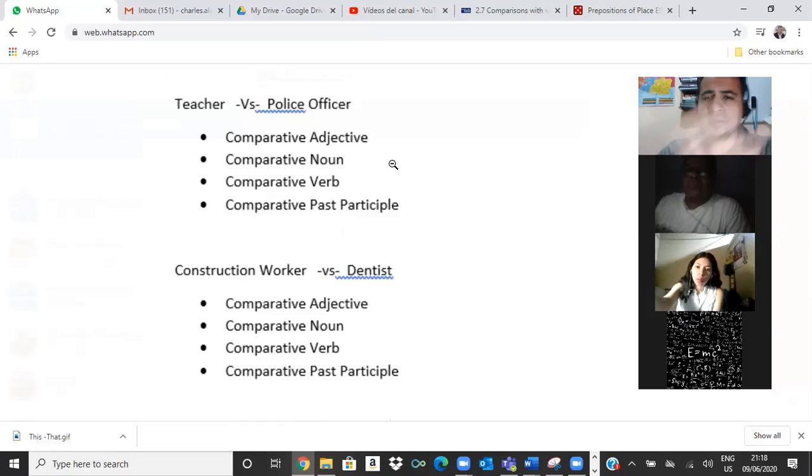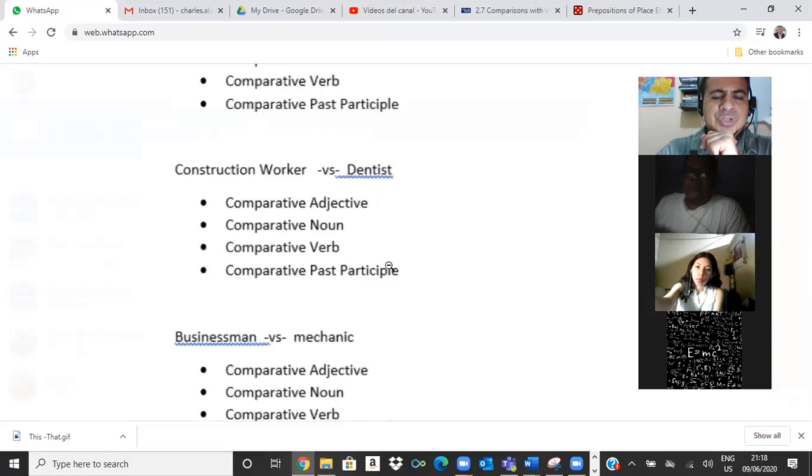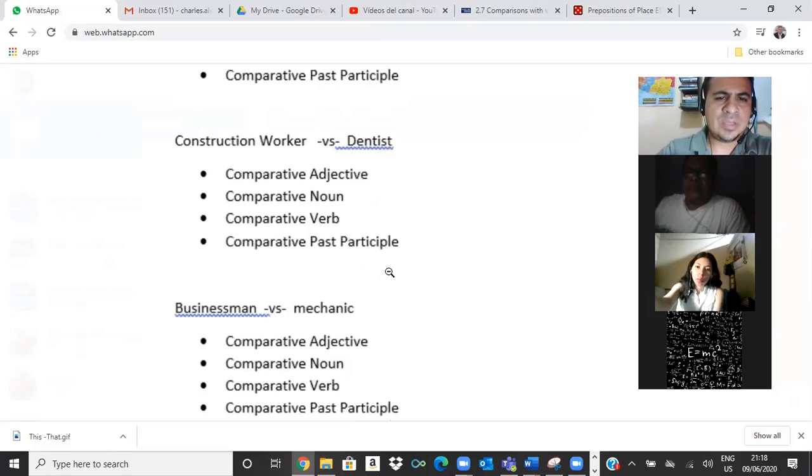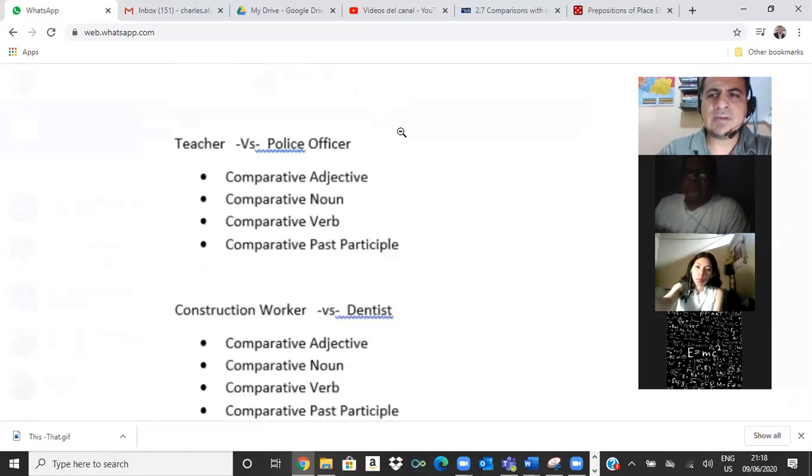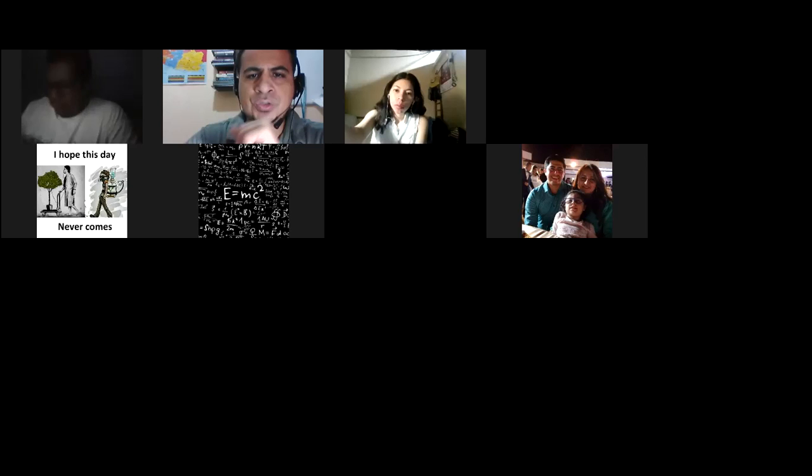They can be in the present or in negative or whatever. And then a construction worker and a dentist. What can you tell me? And a businessman. Businessman es como aquí decimos un empresario versus a mechanic. So you're going to use one of each. Okay? One of each. So vamos a trabajar en grupo de somos 18. Let me see. We can go in groups of grupos de 3 y 4. Okay? And we're going to complete that exercise, okay?